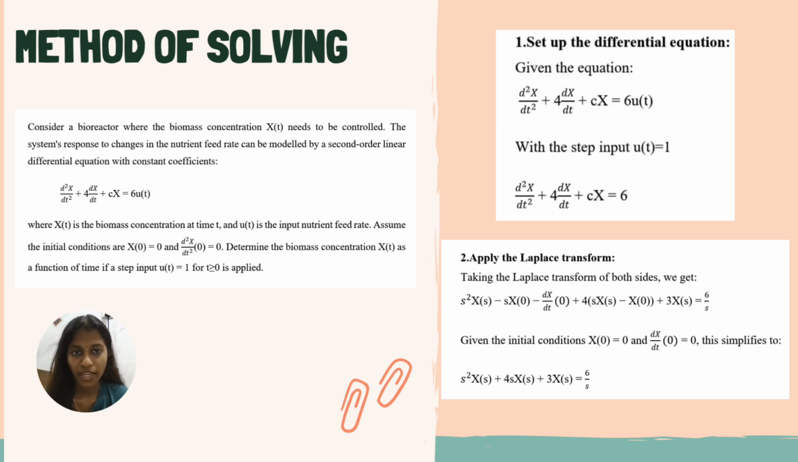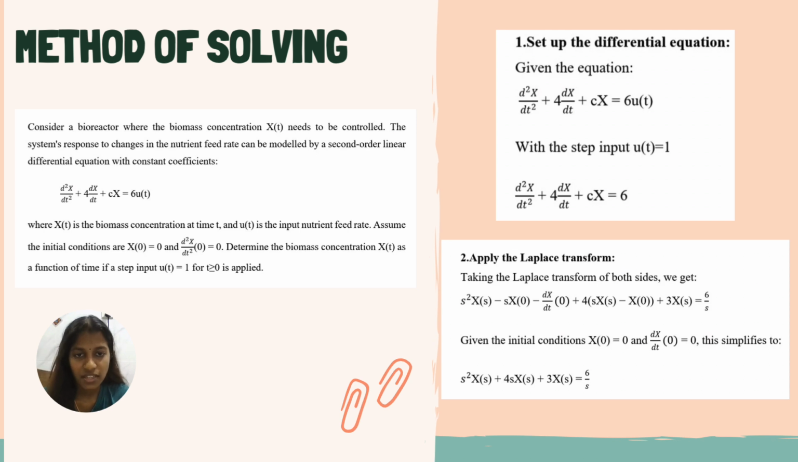So when it comes to the solution, first, since the question already gives the step input where u(t) equals 1, we directly substitute the u(t) value in the given equation, which is d2x/dt2 plus 4 dx/dt plus cx equals 6 u(t).